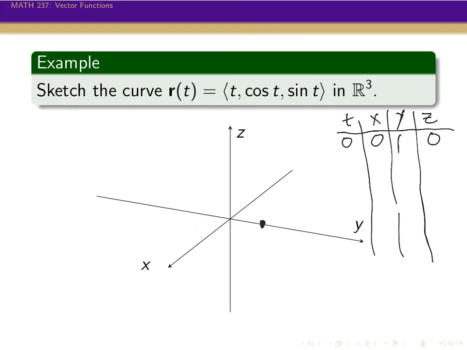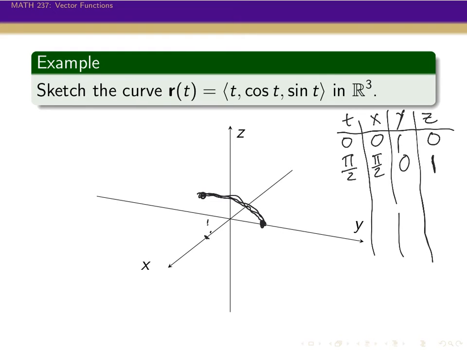Let's jump up to t equal to pi over 2. So x is also pi over 2. For y, cosine of pi over 2 is 0, and sine of pi over 2 is 1. So that point is going to be, we go out pi over 2, and then up 1 from that. And so then the curve has kind of come over like this between those two.